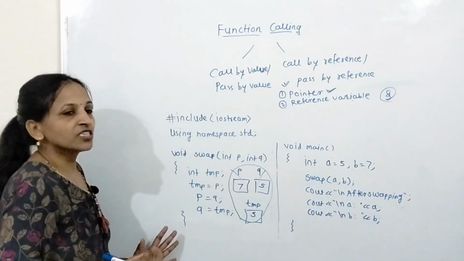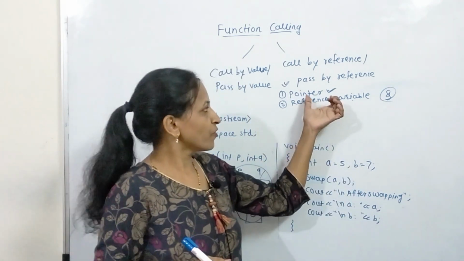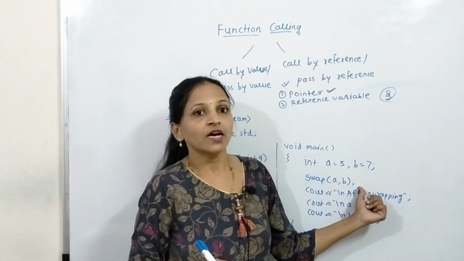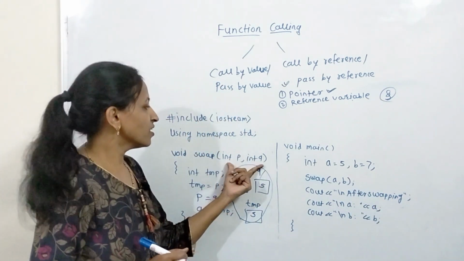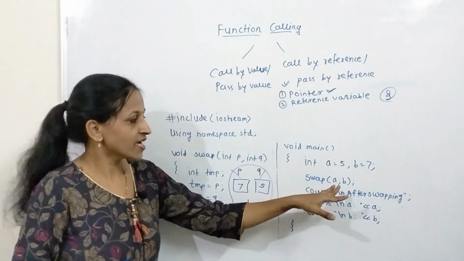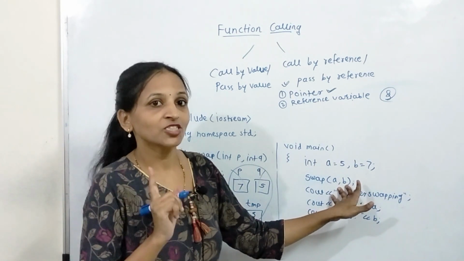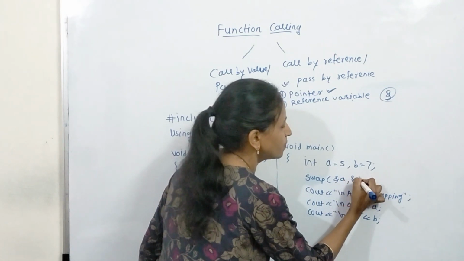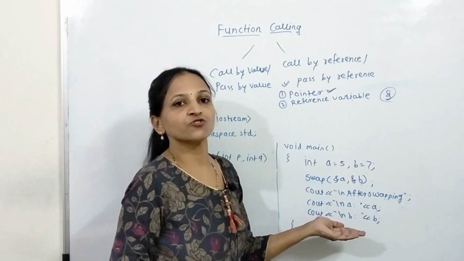See, only one change we will do here. Using a pointer means we have to pass addresses of variables instead of directly passing variables. And see, only a pointer variable is capable of holding addresses. That's why we should have pointer variables as formal arguments, and as actual arguments we will pass addresses. Now see the change. We will pass the address of a and the address of b. Now this is nothing but call by reference or pass by reference.